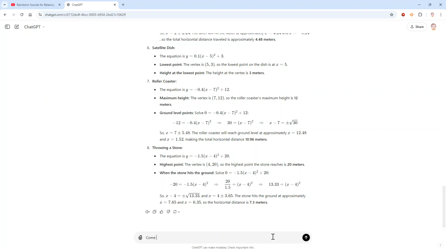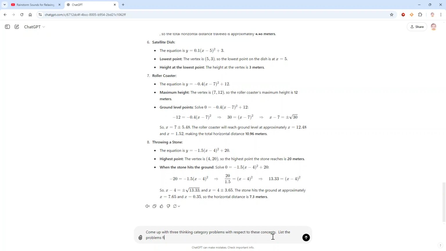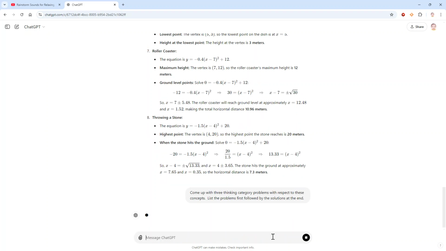Let's see. Come up with 3 thinking category. Remember, it thinks that it's an Ontario curriculum teacher, so that's part of our curriculum. Come up with 3 thinking category problems with respect to these concepts. It's still a carried on conversation, so it still knows what we were talking about before. List the problems first, followed by the solutions at the end. I have no idea what this is going to put. Well, I guess we'll find out.